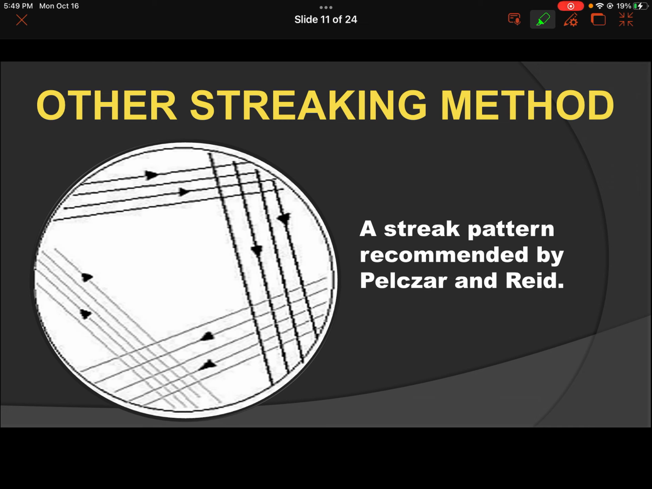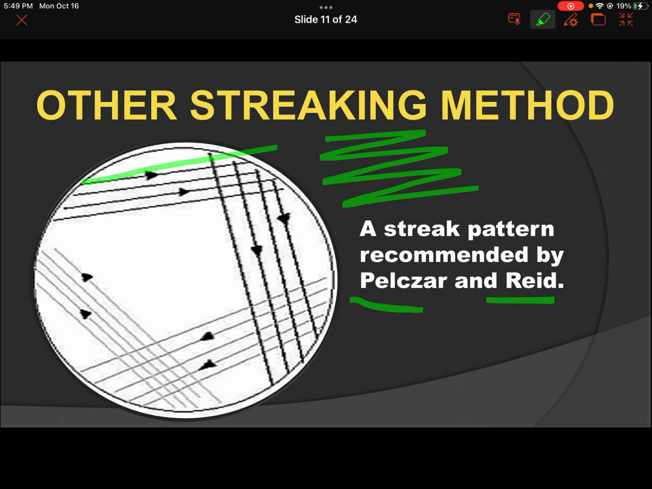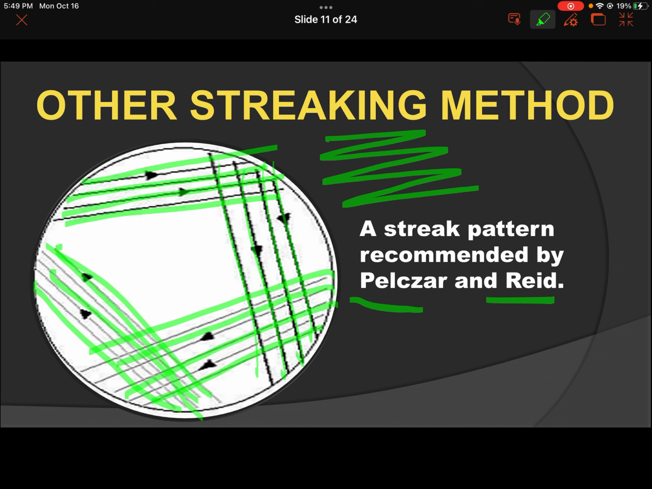Another thing, this is a parallel technique recommended by Peltzar and Reid. Although this is a little more tedious compared to the multiple interrupted streak, the same principle applies. Meaning, you streak but not in a zigzag motion. You do it parallel. You create parallel lines. You have the first streak, then you change the loop and do a parallel streak, and then flip the loop up to the last quadrant. Still, you will observe individual growth at the last quadrant if you perform the streaking method correctly.